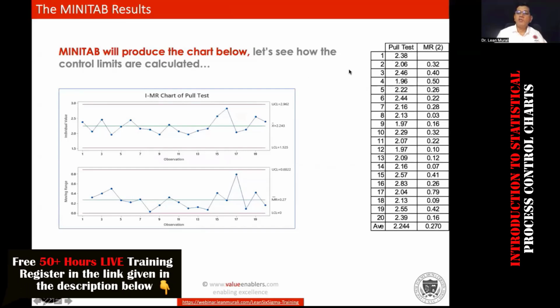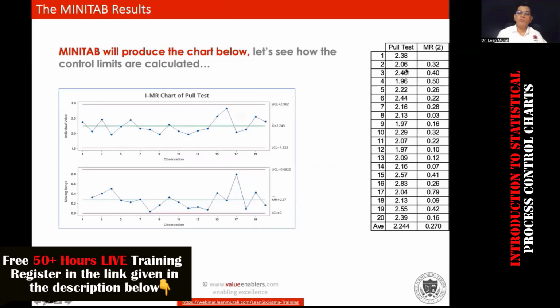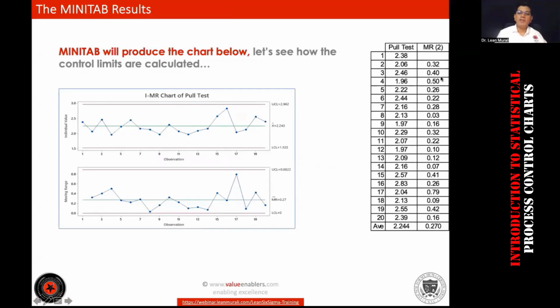So if you see here, the first two differences put here, 0.32. The difference between the second data point and third data point is 0.4, and so on and so forth. And there is an average for the moving ranges. Okay, and also there is an average for the entire data set. The average for the entire data set is given here, and also the average for the moving ranges is given here. Okay, if this is clear, type super clear, SC, in the chat box. All right, thank you very much.